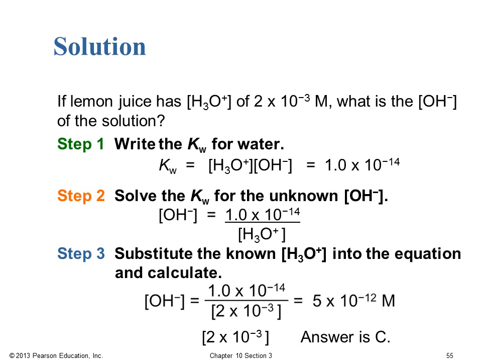Since we're looking for the OH- concentration, we want to divide both sides by H3O+. And so we get the expression seen in step 2. Since we know the concentration of H3O+, we can plug that into our expression and solve for the OH- concentration. And we see there that we get choice C.